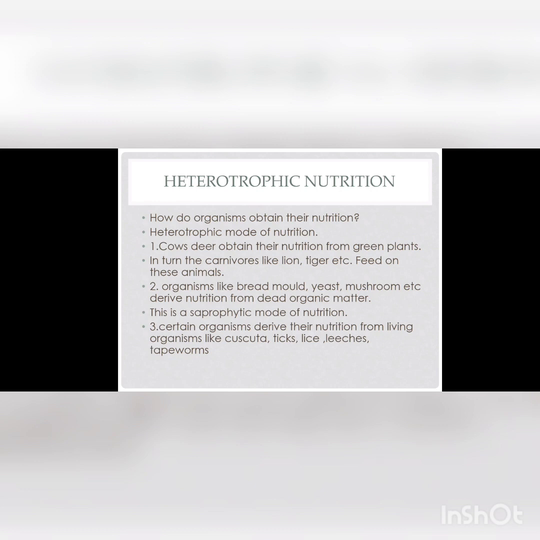The third kind of organisms are those which derive their nutrition from living organisms like cuscuta, ticks, lice, leeches, tapeworms. These are going to be adopting the parasitic mode of nutrition.